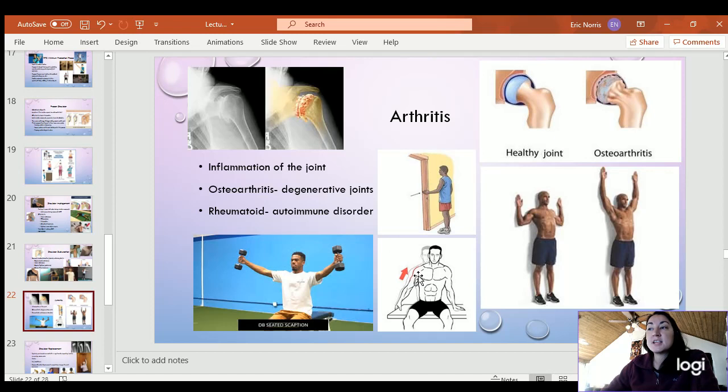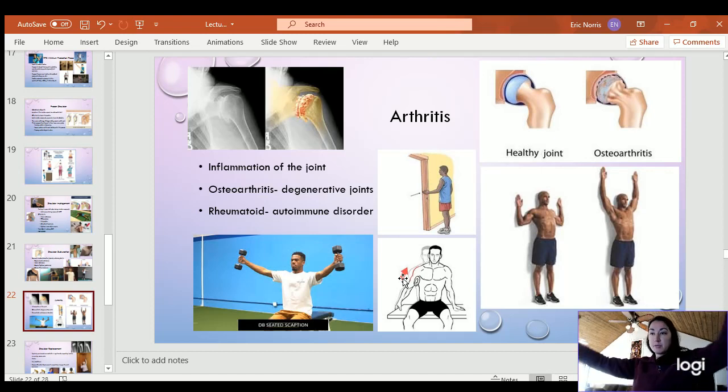Here is a self-stretch and an inferior glide that could be used for this. It could be used for shoulder adhesive capsulitis, or for impingement, or anything where the inferior capsule is tight. So they're holding on to the table and kind of leaning away. It can stretch somewhat the upper trap, but it's mainly trying to stretch the inferior capsule.